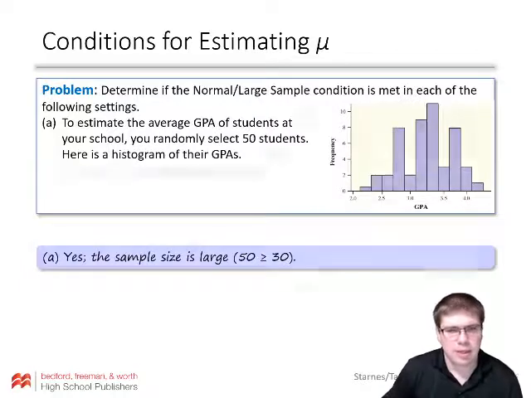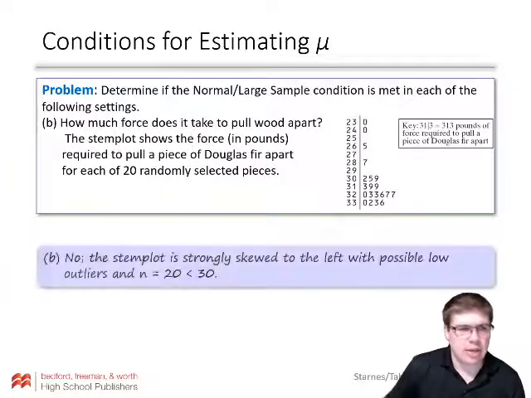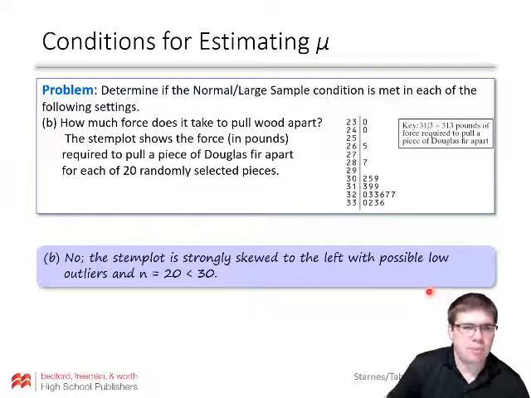Second example here, only 20 selected, looks skewed. Not good, right? There's too much skew, maybe even outliers in this thing. This is not good. So the stem plot is strongly skewed to the left with possible low outliers, and the sample size is small. So not good enough.